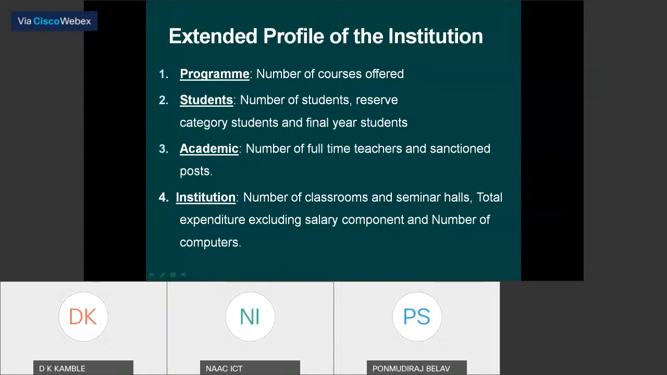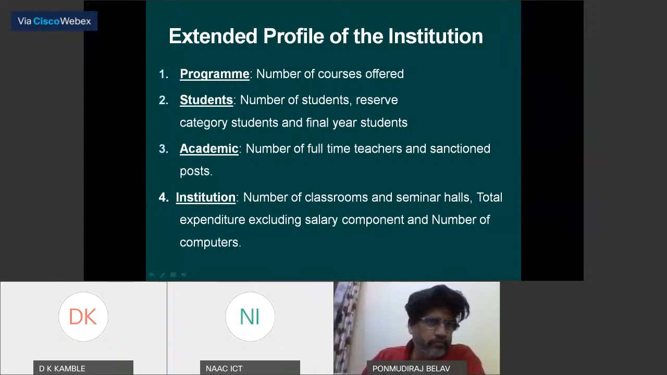Then coming to academic purpose, for academic related information, that is how many full-time teachers are in the institution and how many total sanctioned posts are in the institution, that total data, those total figures are also required in this extended profile.